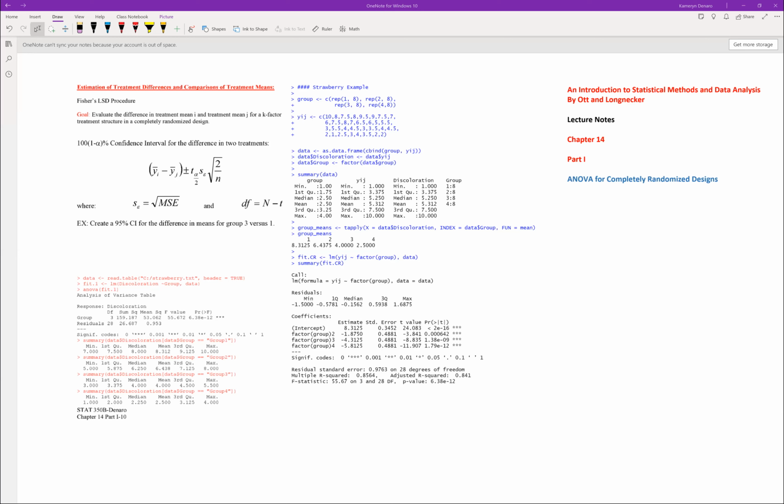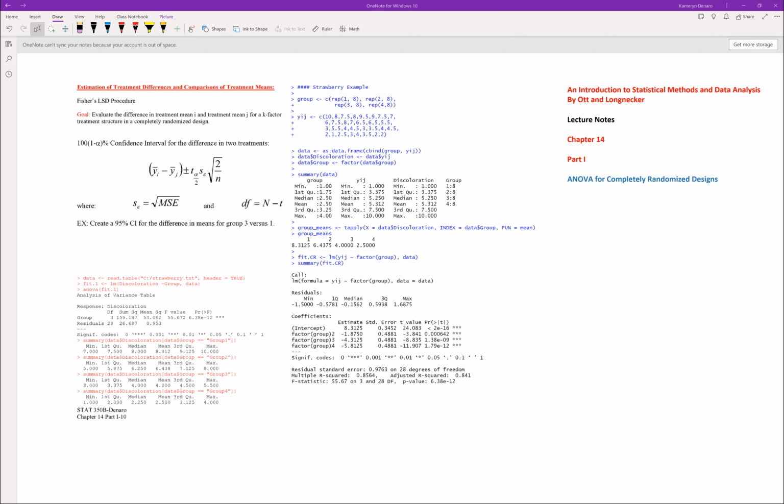So one other thing that you might want to do after you do an overall F test to see if there's a difference in the treatments is you might want to say, but specifically, what's the difference between these specific two treatments? So what you could do is create a 95% confidence interval for the difference in those two treatments.